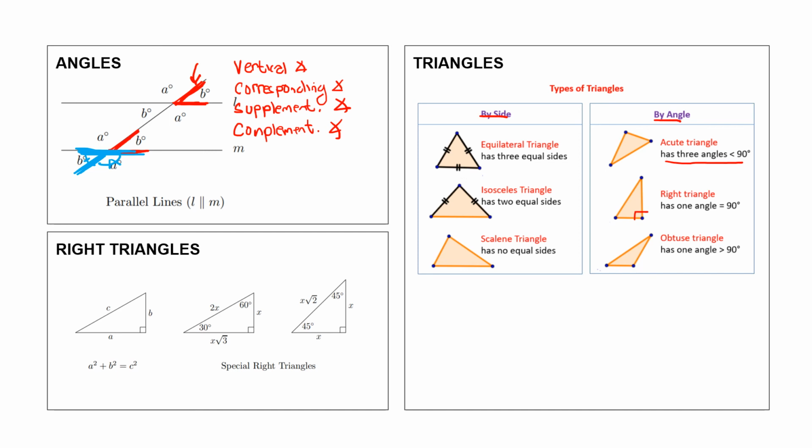For triangles, some general properties that are good to know. Area is equal to 1/2 base times height. The interior angles sum to 180 degrees. And finally, we have this triangle inequality theorem.